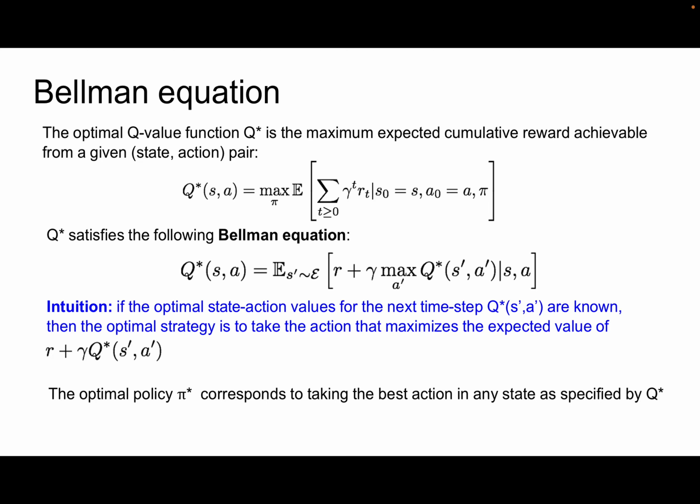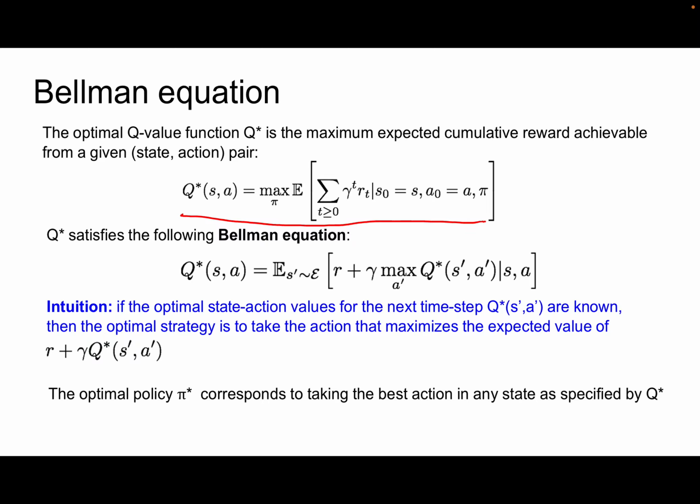And then this is called the Bellman equation. We can rewrite this kind of mathematical formulation in a recursive way. The optimal Q value function, Q star, is the maximum expected cumulative reward achievable from a given state-action pair. This is the same thing that I showed you in the previous slide. And Q star satisfies the following Bellman equation.